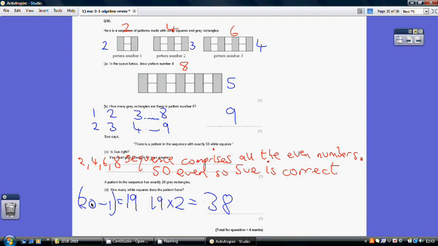Just to go over that again, we first took away 1 from the grey rectangles, so we know it's the 19th pattern, and then because every pattern has twice as many white tiles, we doubled the 19 to get 38.